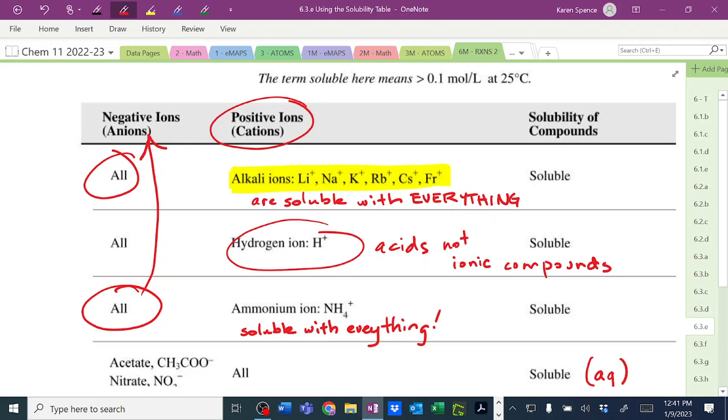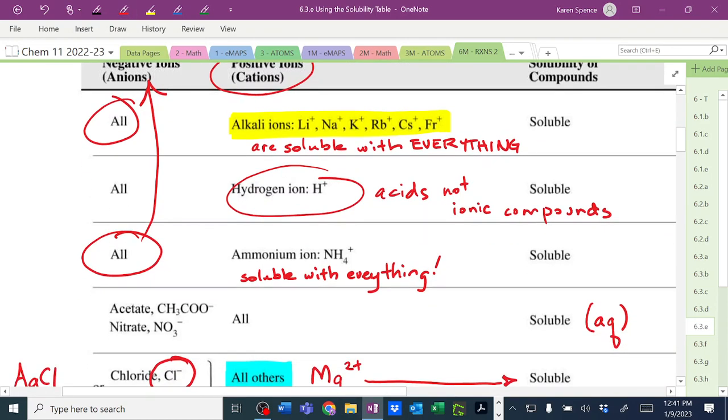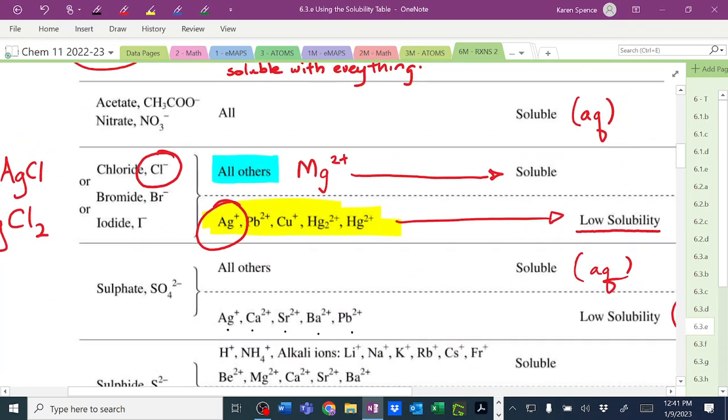There are 2 anions that are soluble when you put them with anything. Who are they? Acetate and nitrate. They're soluble with absolutely everything. So if I give you calcium nitrate, tin nitrate, lead nitrate, manganese nitrate, all of those would be soluble, and same with your acetates. Okay?